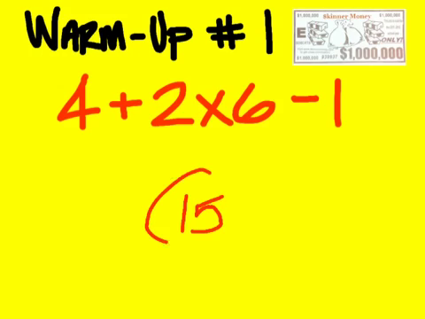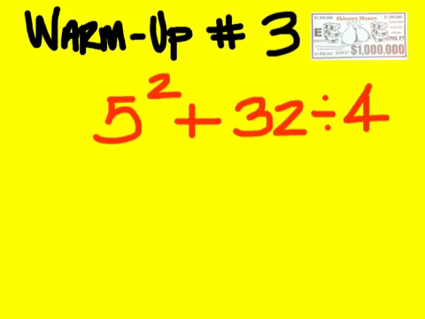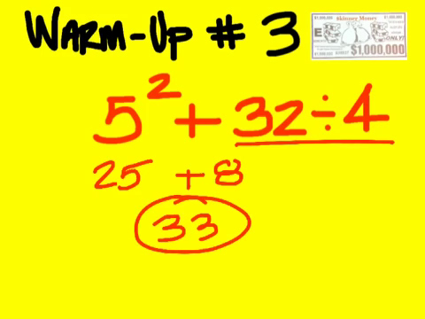Everybody had 15. That's the right answer. Number 2. Everybody had the right answer. That's 10. Number 3. You have to do 5 squared first to get 25. You can pick up 32 divided by 4 to get 8, and then add them together to get 33.